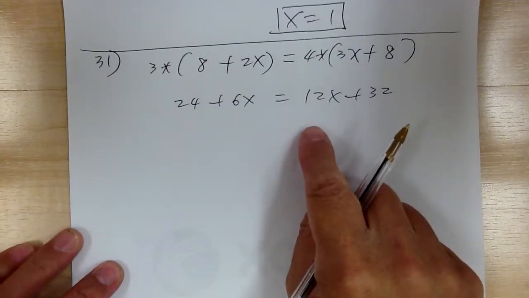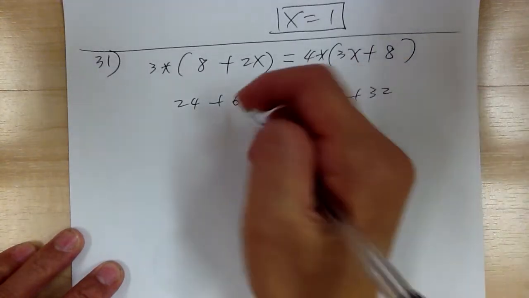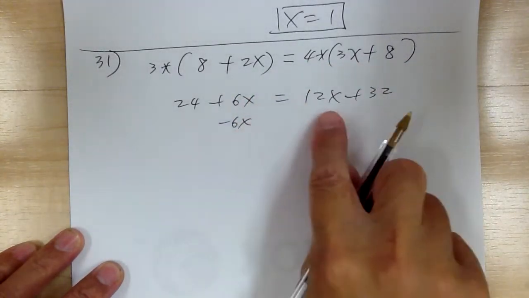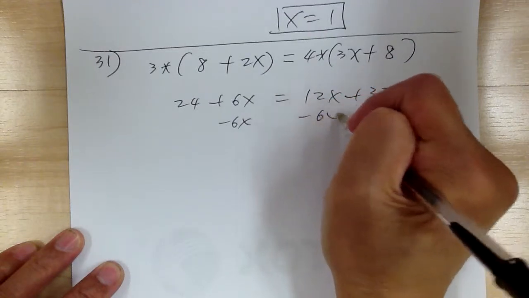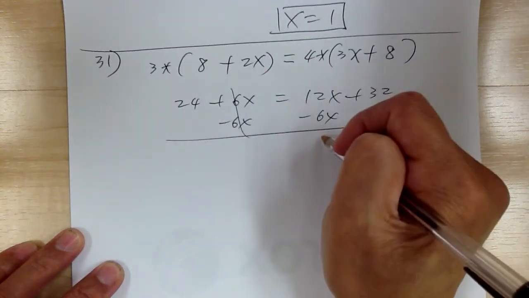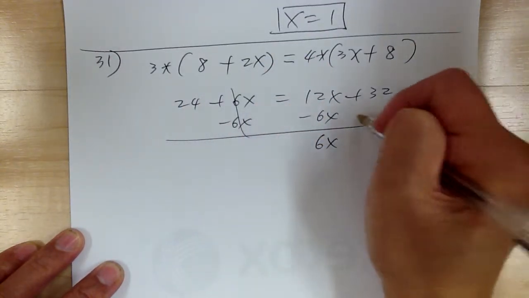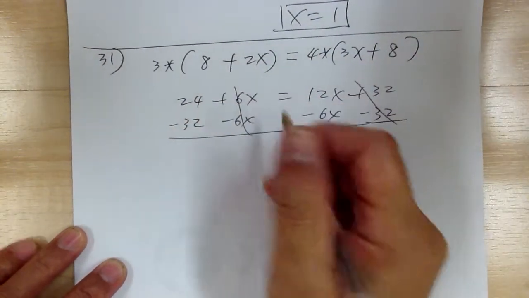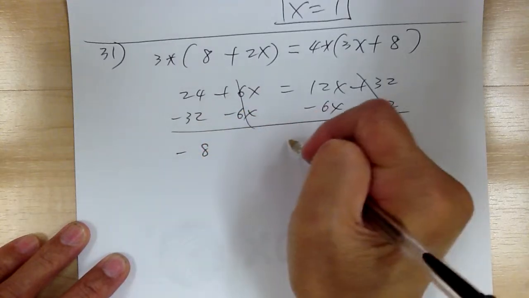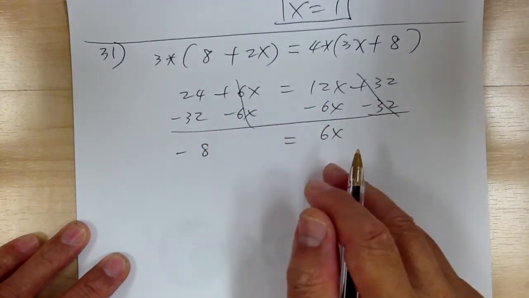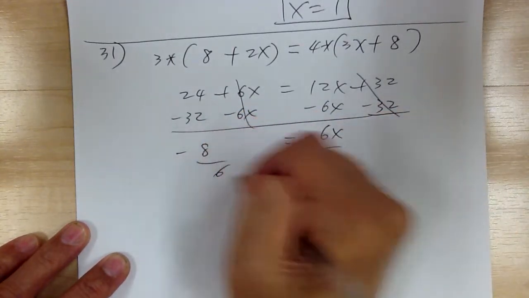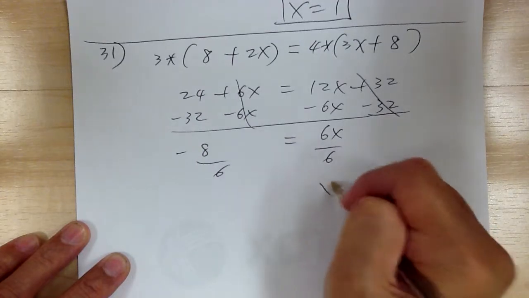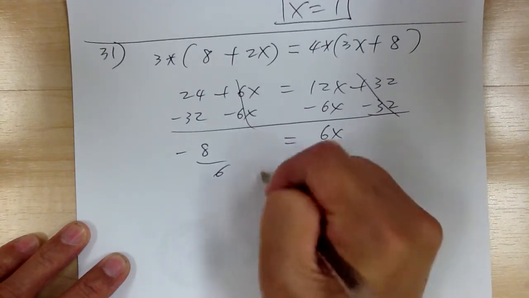And okay, so let's go ahead and move things around. So minus 6x. I want to move to this side so I don't want to deal with the negatives. So I got 6x over here. And I'm going to minus 32. Minus 32. End up with a negative anyway. So negative 8 equal to 6x. So divide by 6. Divide by 6. So x equal to negative 4 over 3.